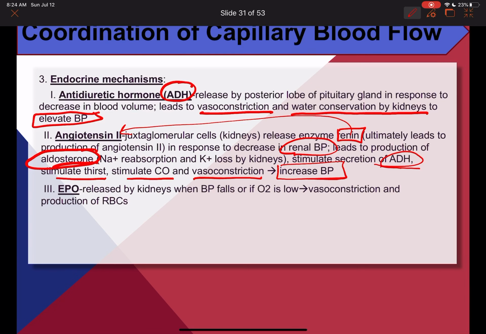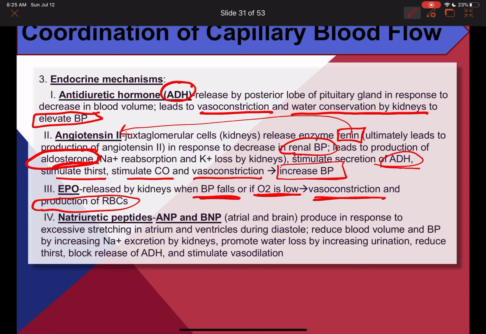RAAS, RAS. So another hormone, EPO, as we learned from the blood chapter, can also be released by the kidneys when your blood pressure falls or if your oxygen level is low, which will induce vasoconstriction and production of red blood cells. And lastly, natriuretic peptides called ANP or BNP, A standing for atrial natriuretic peptide, B standing for brain natriuretic peptide, those in the brain and the heart, because in a sense those are the two very important systems that rely on adequate blood flow.